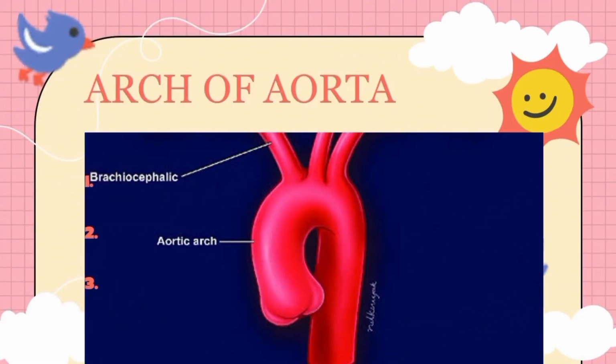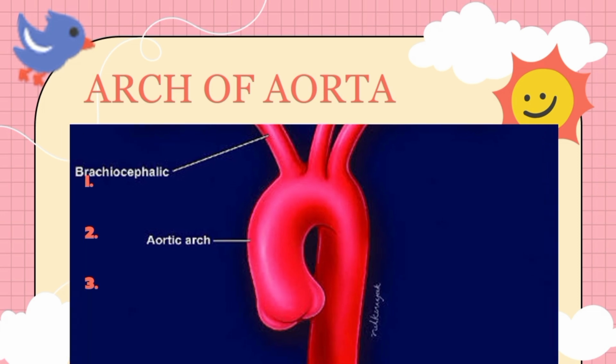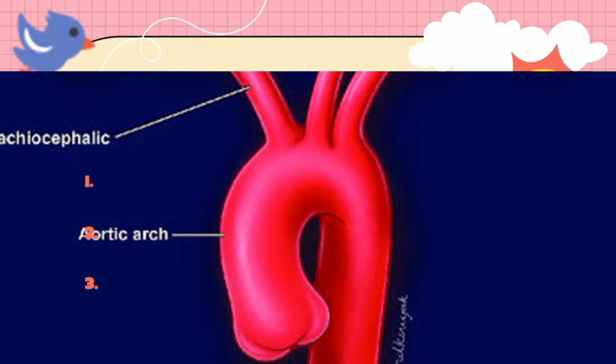Now let's get started with our first topic of today, that is arch of aorta. As you can see, three bulges at the end. These three bulges are called aortic sinuses. From the anterior aortic sinus, right coronary artery arises. From left posterior aortic sinus, left coronary artery arises. And from right posterior aortic sinus, there is no coronary artery because it is a non-coronary sinus.